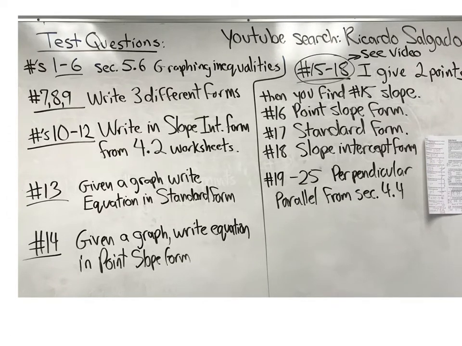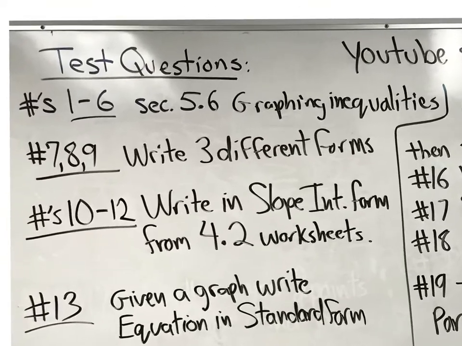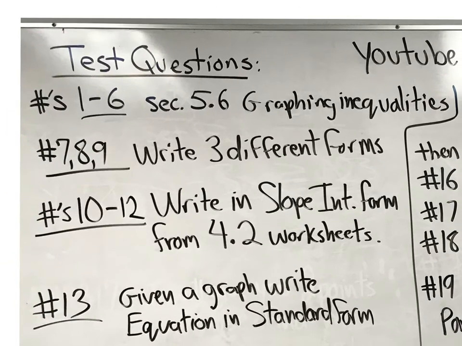We have a description of our test, the 100-point test this Friday. Today's Tuesday. We have this description up on our wall, and it's going to tell us exactly what's on the test. So we're going to go through each question or each part of the test at a time. If you look at the first part, it says questions 1 through 6. It's really only 3 questions, but they're worth 2 points each. And it says that you're going to be from section 5.6, graphing inequalities.